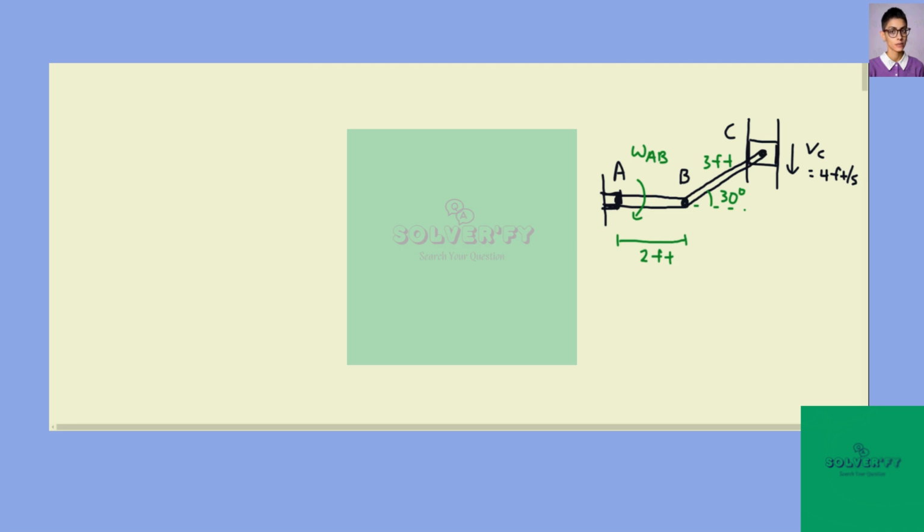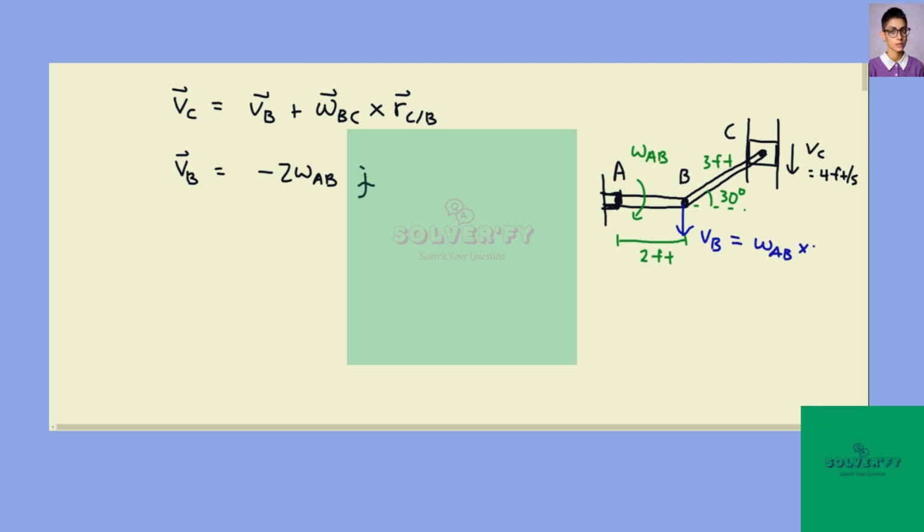Some of the equations that we want to use would be VC is equal to VB plus omega BC cross R point C relative to B. VB, based on the diagram, is going to be pointing downward. So the direction of VB will be pointing like this at this instant, and then it will just be omega AB cross RAB.